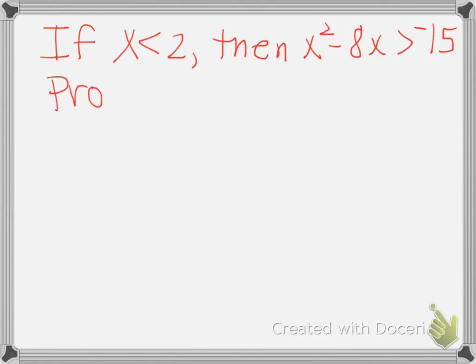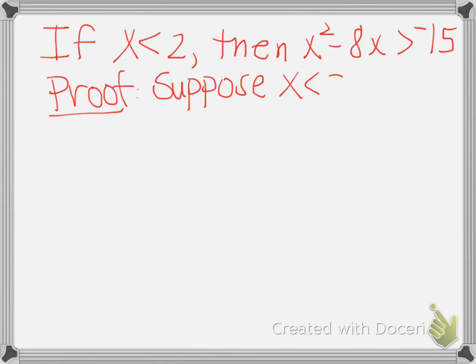Remember the general structure. If you did not know how to solve this proof, or if you have a proof that you do not know how to solve, you should at least know what the first and the last line should be, especially if it's a conditional proof. We haven't talked about others, which we will when we return back to school, but you need to keep that in mind. So the first line would be: suppose x is less than 2.